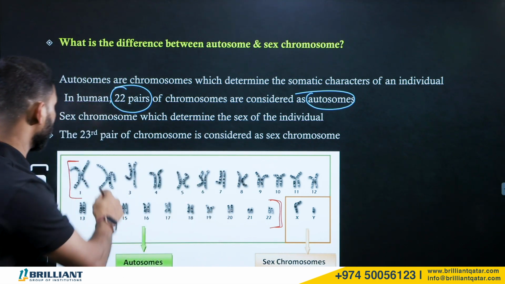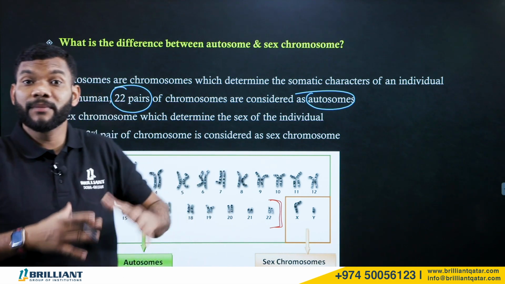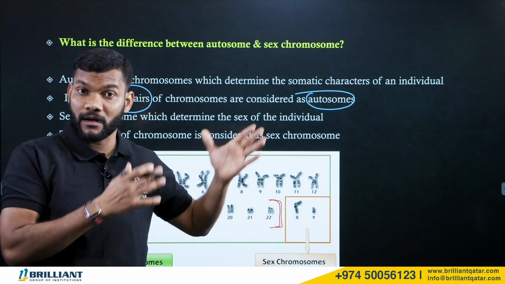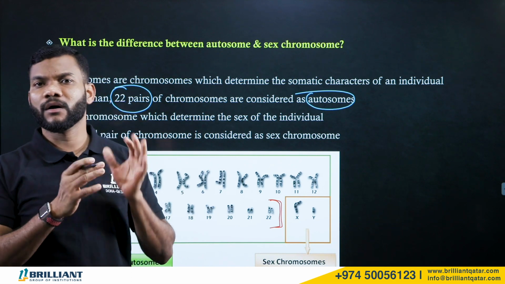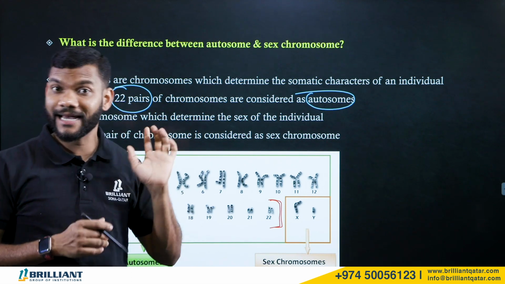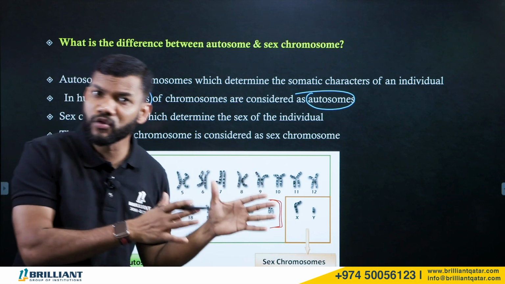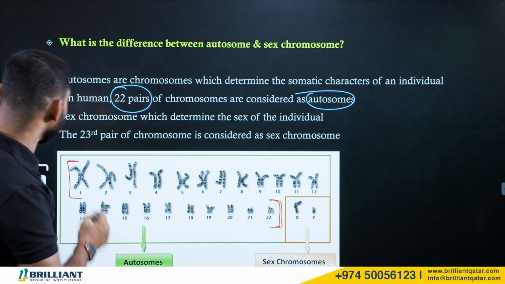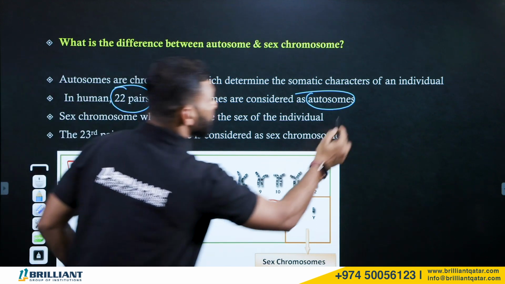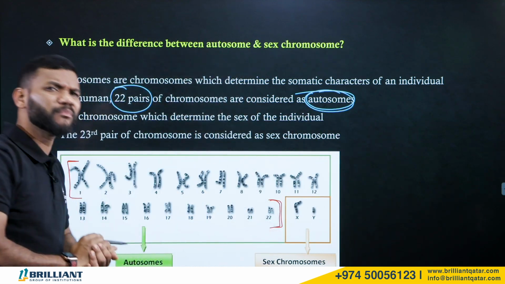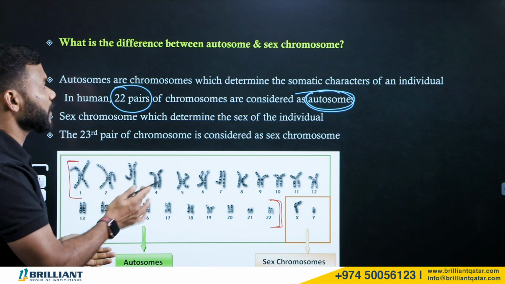They may control the height of the person, the shape of the hairstyle or the shape of the nose, or even whether the ear lobe is attached or free. All those body characters are controlled by these autosomes. That means autosomes are body chromosomes, or we call them body chromosomes.